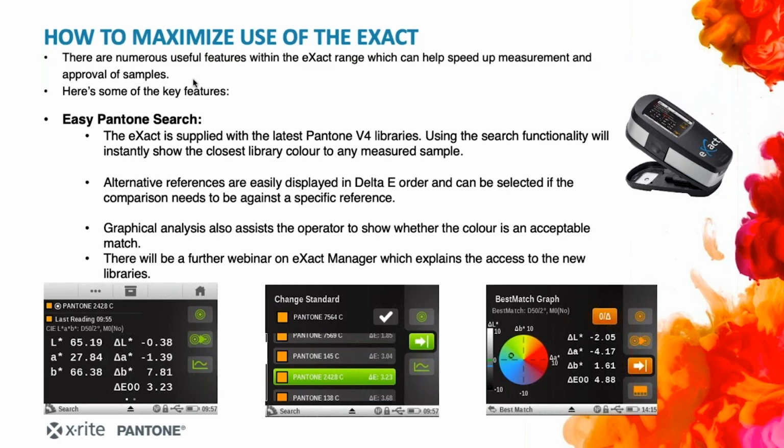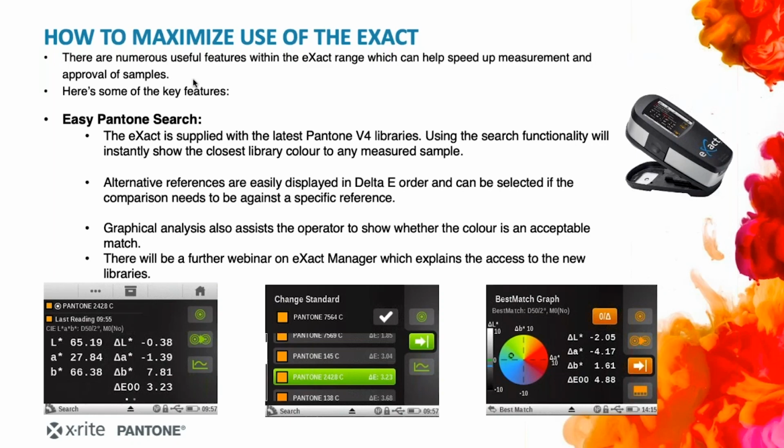In our experience, one of the most popular and probably useful aspects of the eXact is its ability to hold all of the latest Pantone libraries, plus with a single point and press measurement, you can automatically display the closest Pantone search to any sample that you measure. What this will give you is, firstly, the closest library color, but secondly, a list in increasing delta E of alternative matches.